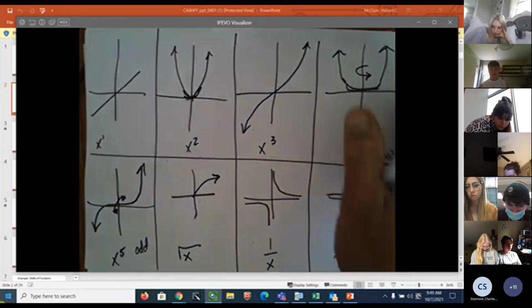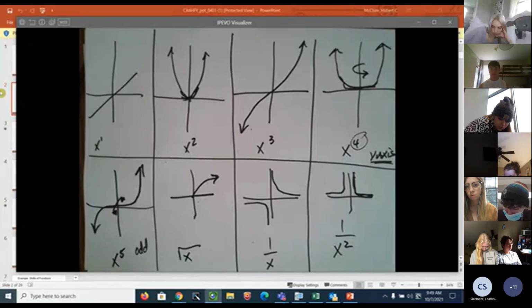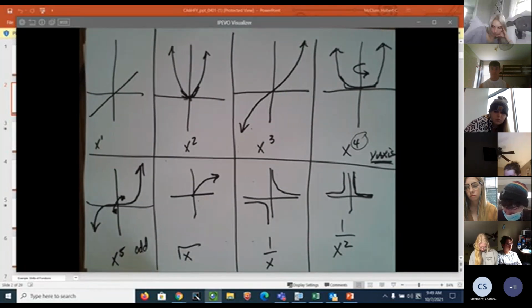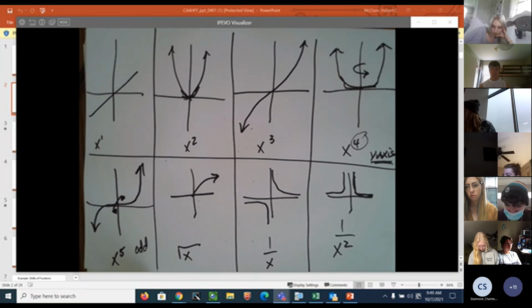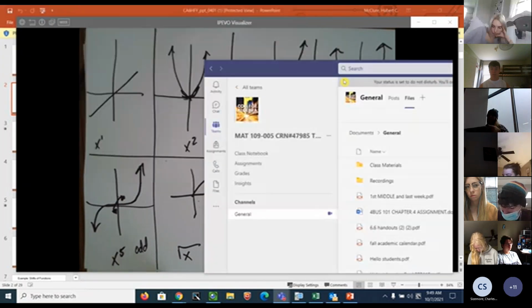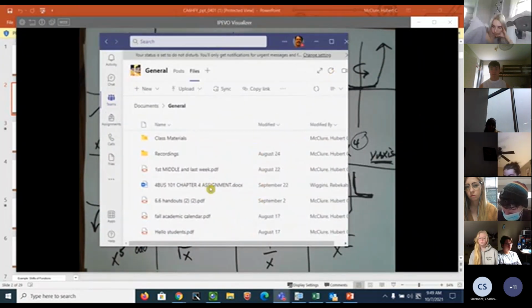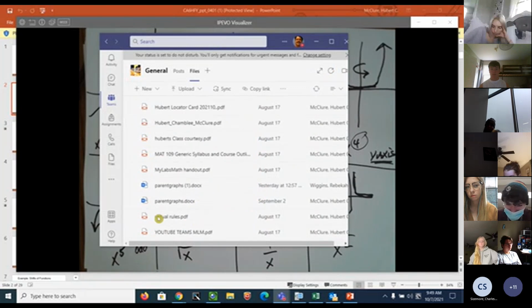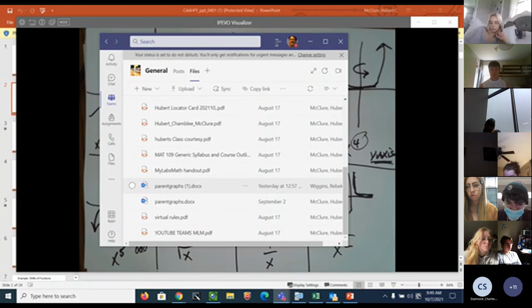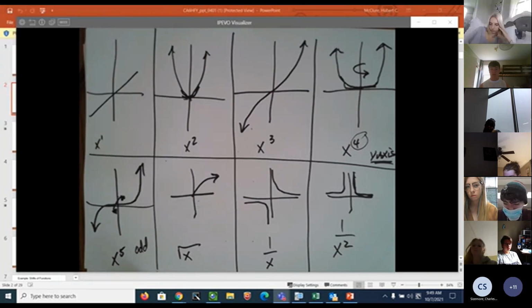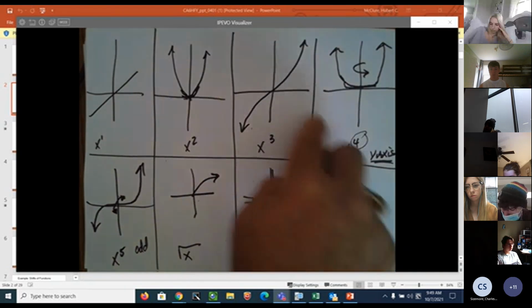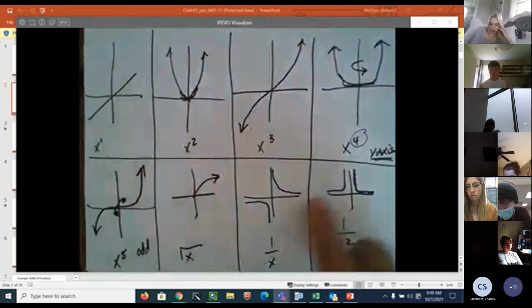And I gave you these earlier in the semester, and I will show you those right now. Right here, they're called parent graphs. They should be on here somewhere. Right there, parent graphs for the 1 or 2 that did print them out. And remember that vertical and horizontal shifts are compared to these graphs.